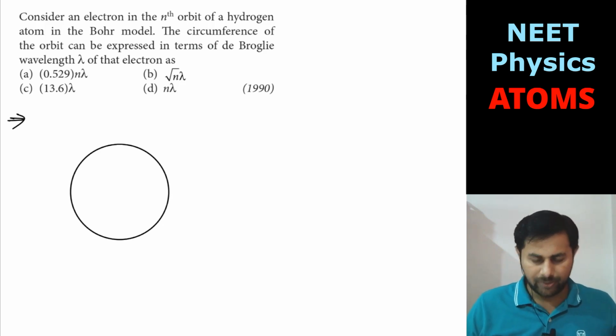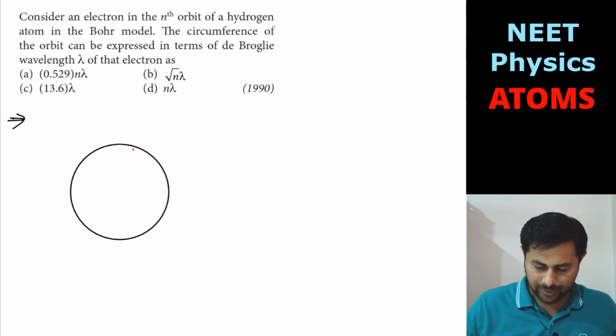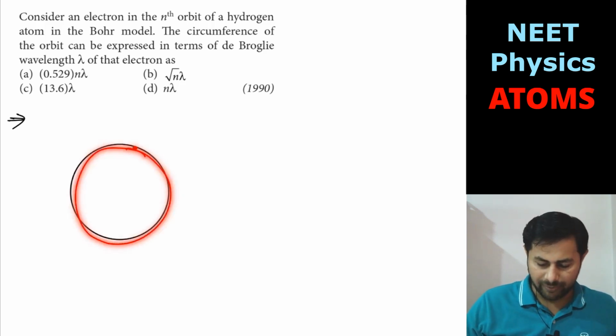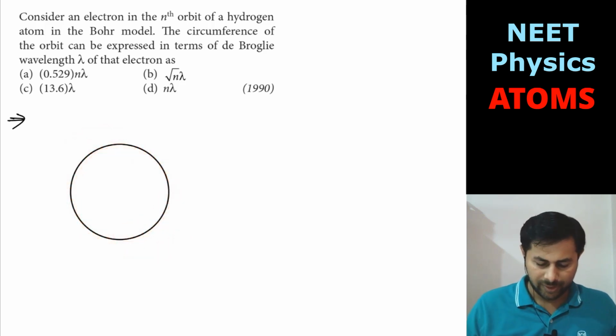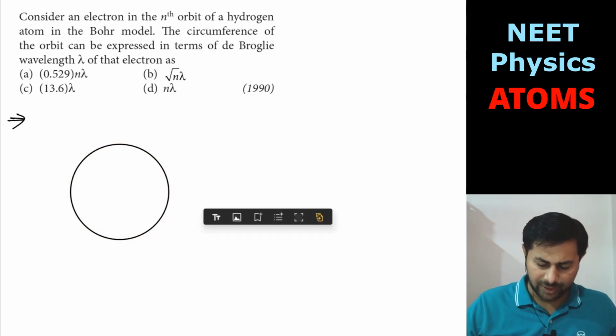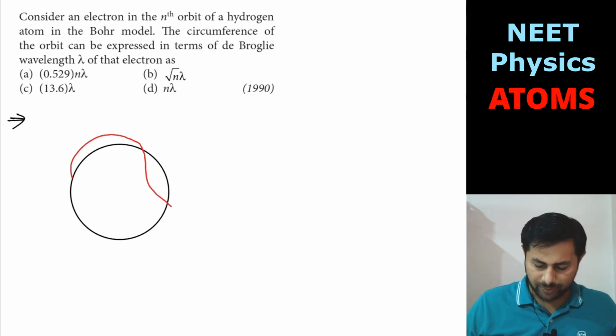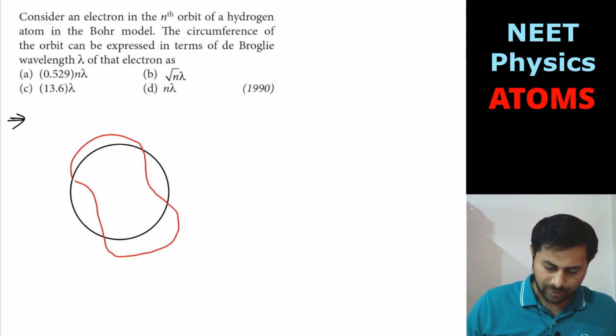If you think of electrons as matter waves, because the electron is moving in a closed path, the matter waves associated with it will be stationary waves. So here stationary waves will be formed. The distance covered in a round trip for the stationary waves must be equal to what?